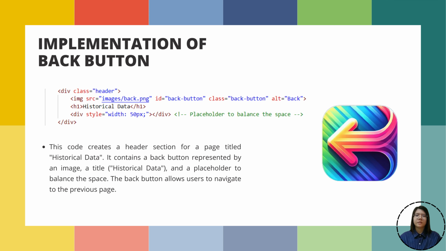Implementation of back button. This code creates a header section for a page titled Historical Data. It contains a back button represented by an image, a title Historical Data, and a placeholder to balance the space. The back button allows user to navigate to the previous page.